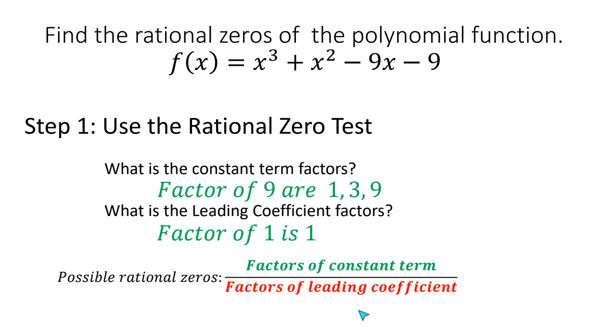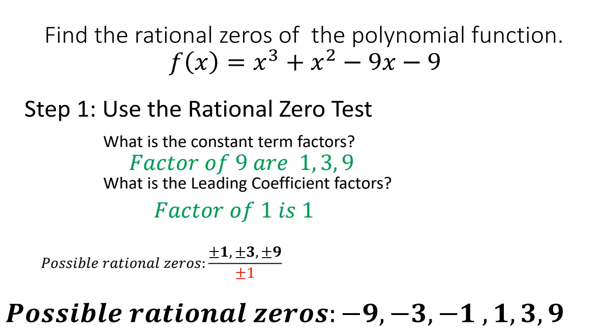So the factors is going to be 1. So what we can do is we're going to look at the factors of 9, which are plus and minus 1, plus and minus 3, plus and minus 9. And the factors of 1 are plus and minus 1. So if we divide, we get 1 divided by 1 is 1. 3 divided by 1 is 3. And 9 divided by 1 is 9. So if we list them out, our possible zeros are negative 9, negative 3, negative 1, 1, 3, and 9. So in WebAssign, we have to enter it in this way since they don't have the plus or minus symbol.